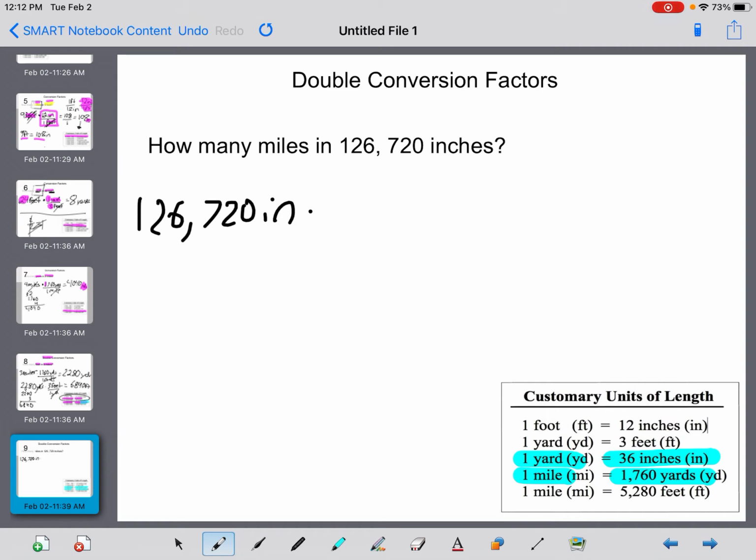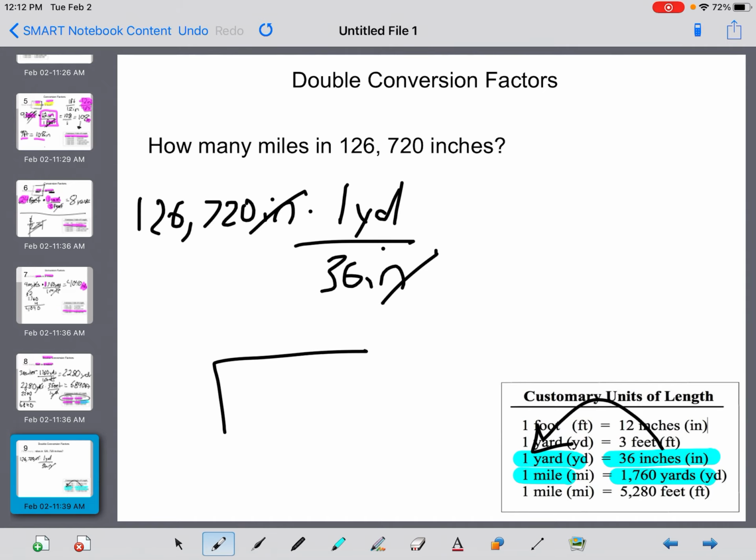So I start with what I know, 126,720 inches. And I'm going to multiply it by a conversion factor to go from miles to yards. So, sorry, I did that wrong. Back up. I'm going the opposite direction. I want to go from inches to yards. Ooh, good thing I checked my conversion factor. So remember, the unit I want goes on top. So I have 1 yard on top, and then I have 36 inches on the bottom.